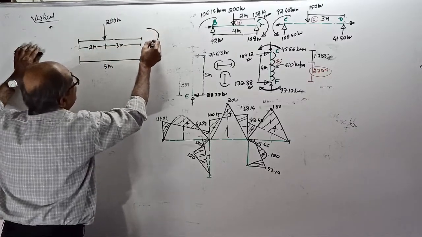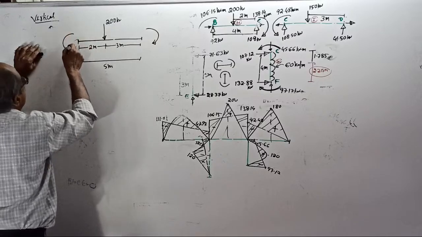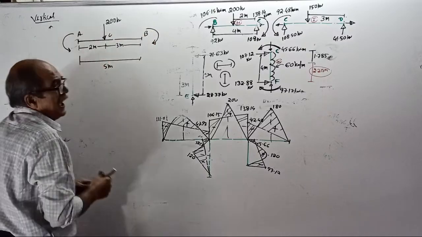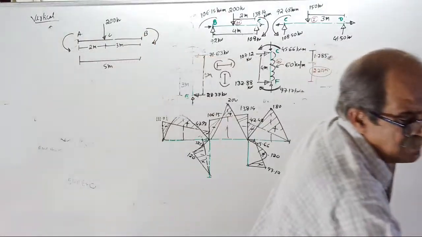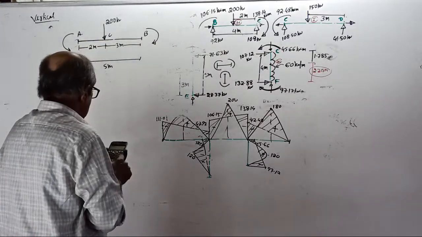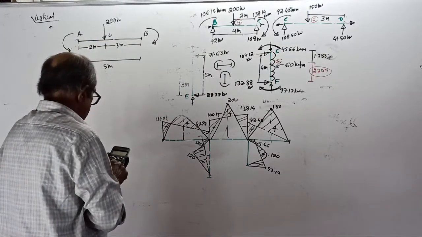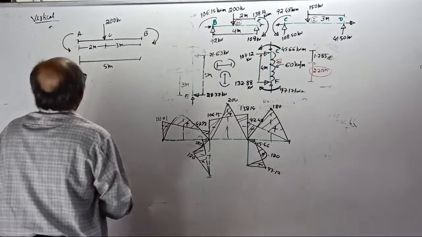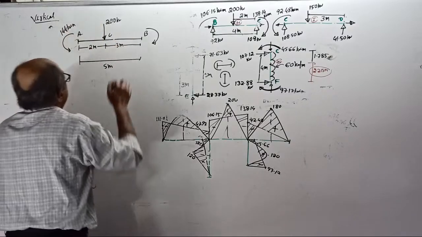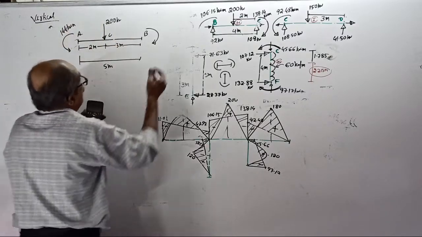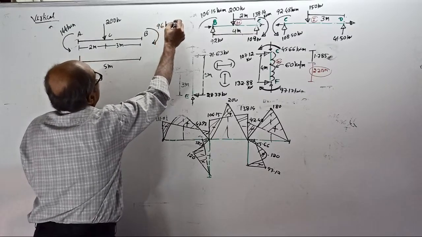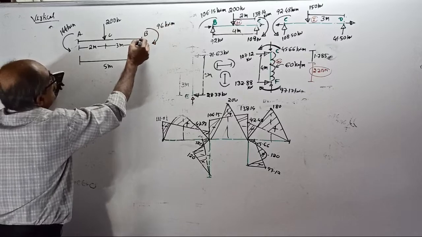Imagine there is a moment here and a moment here. I will call the points A, B and C. It is a simple beam, and I will give exactly the fixed end moments, so it is a fixed beam. The moments are 144 kilonewton meter at one end and 96 kilonewton meter at the other.